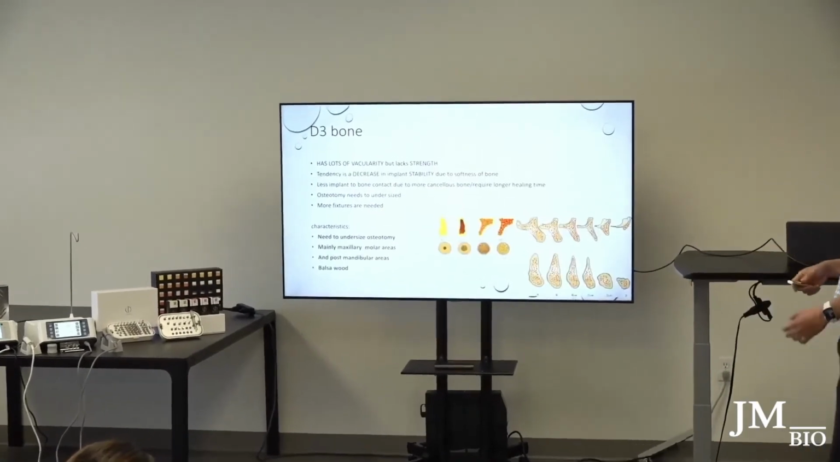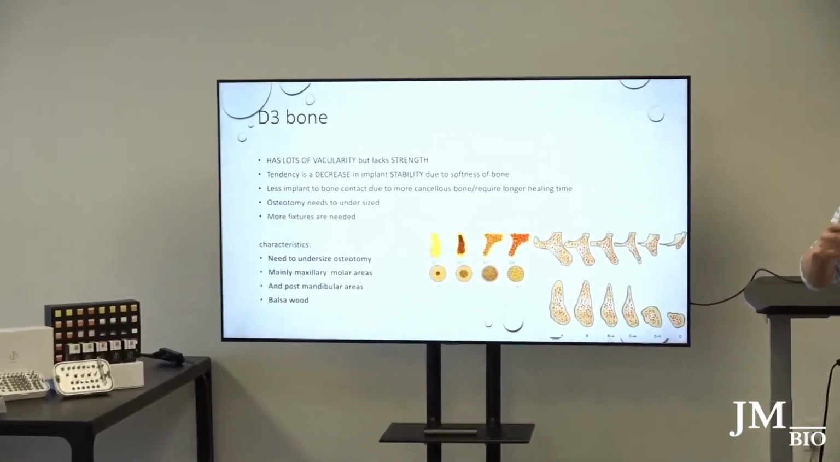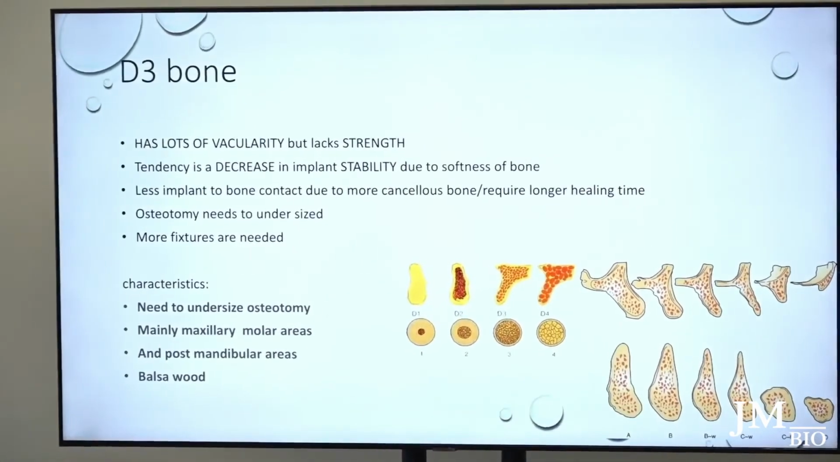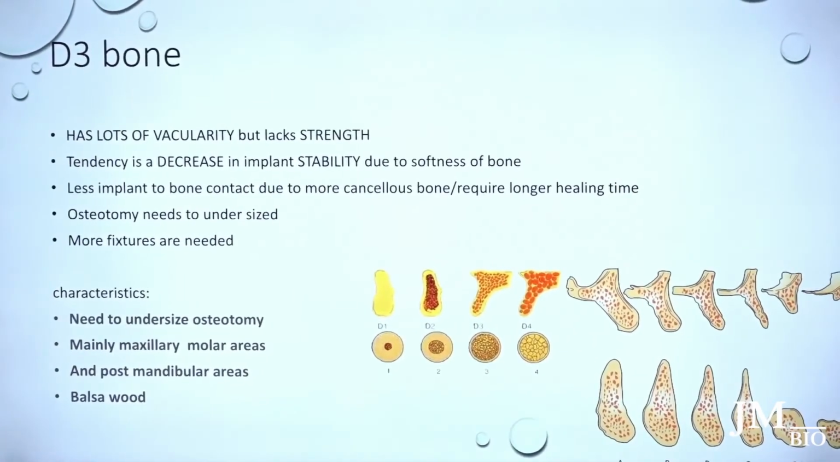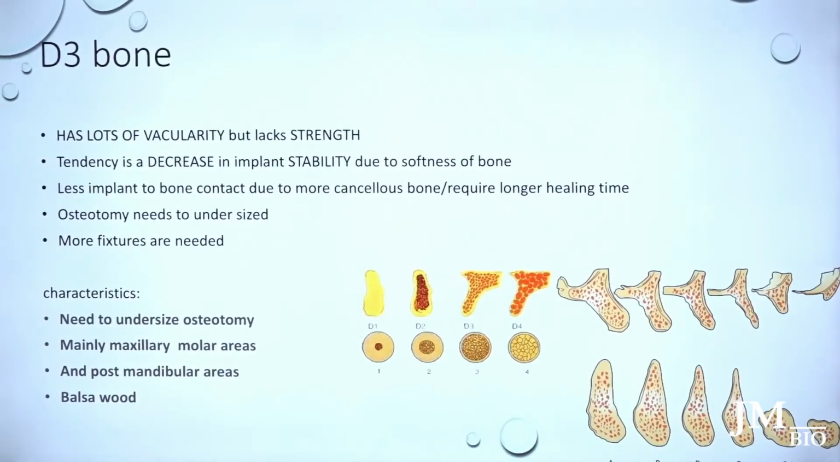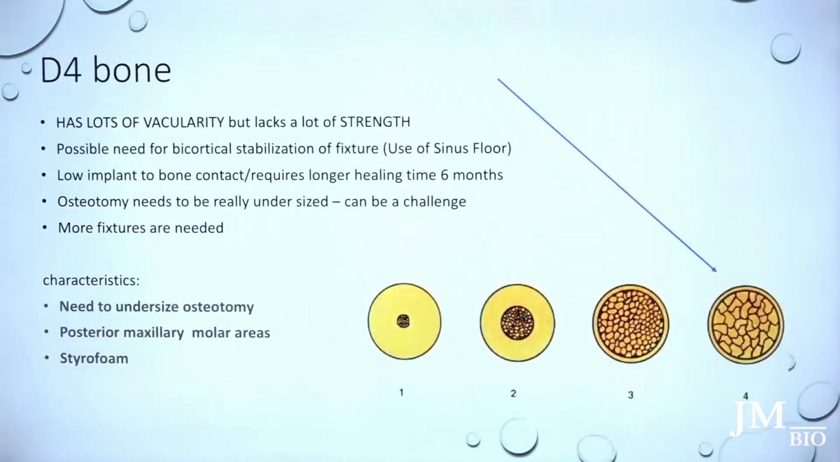So with D3 bone, a lot of times when you have this data, we under-osteotomize the site, number one. And then when we place the implant, we place a bigger implant than the actual hole. The implant protocols, the systems, the drilling sequence is designed to under-osteotomize the hole, but we under-osteotomize even more on D3 or D4 bone, so that the implant creates stability as it's driven in, basically. And once again, D4 bone is like styrofoam, so you have to really under-osteotomize the site and be careful because of how soft it is.